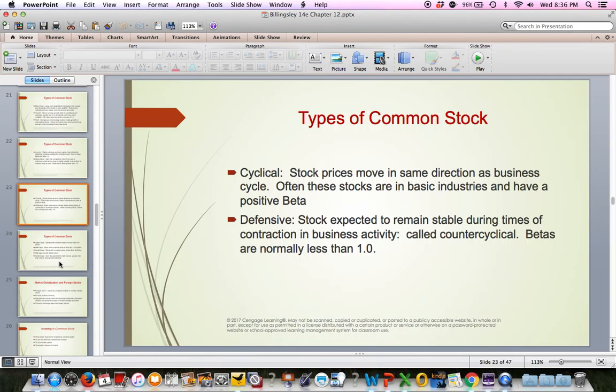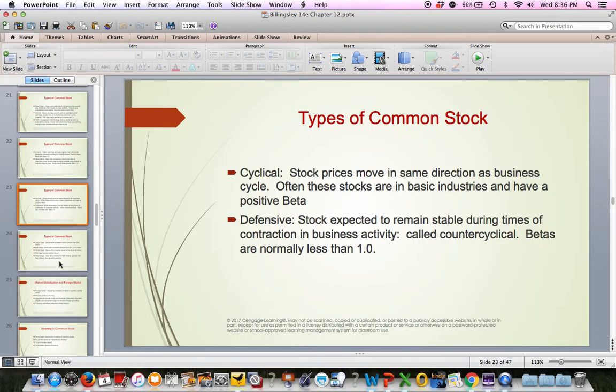A cyclical stock is a stock that moves in the same direction as the business cycle. These stocks are in basic industries and typically have a positive beta. An example of those would be automobile companies, maybe some of the bigger airline companies. As the economy goes up, those stocks would go up. If the economy is in a decline, those stocks would go down.